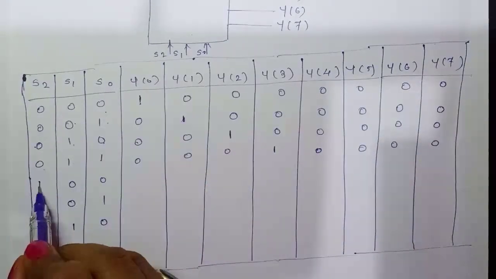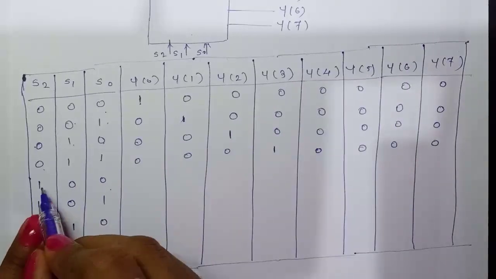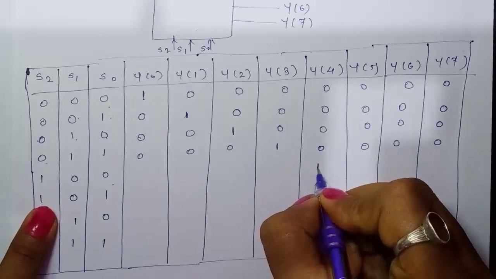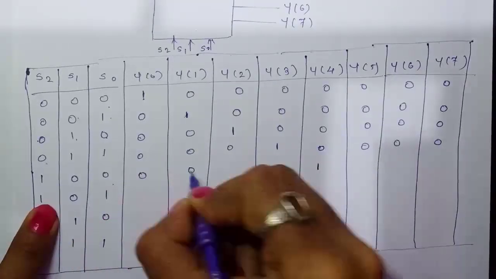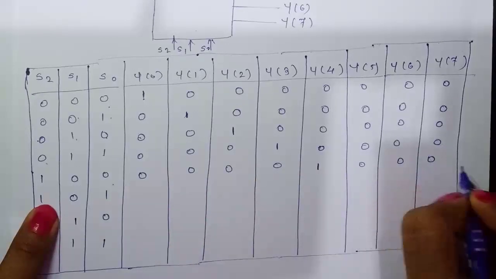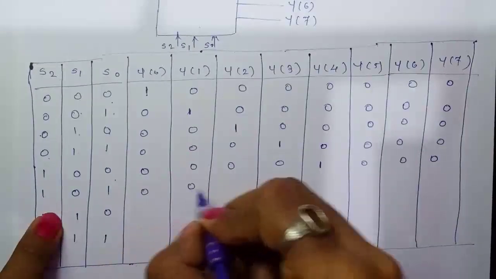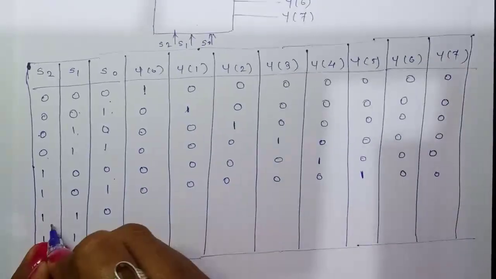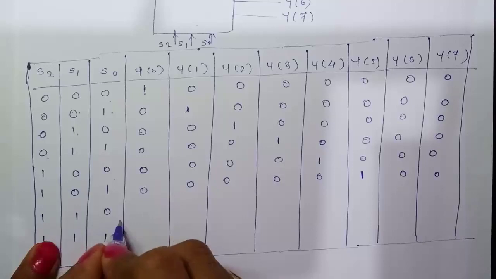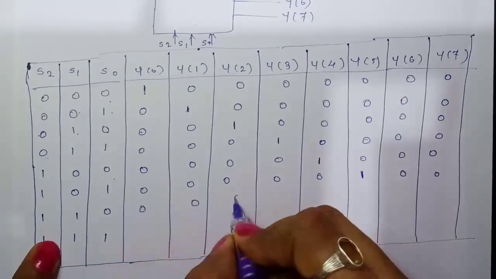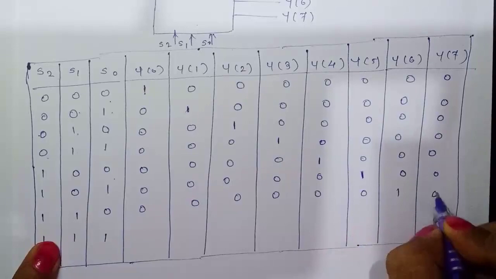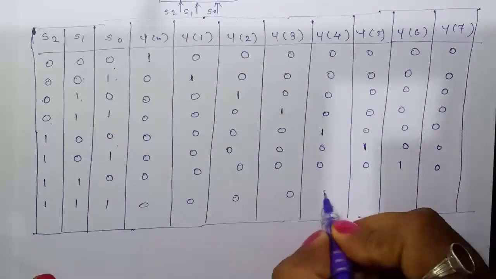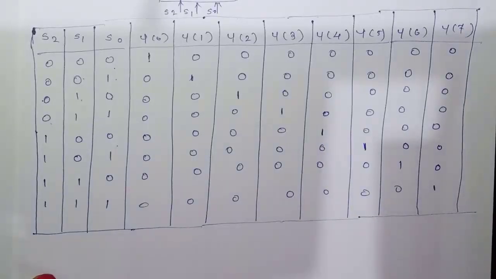When 0 1 1, Y3 is 1 and all others are 0. When 1 0 0, the decimal value of 1 0 0 is 4, so output line Y4 will be active and all other lines will be 0. Then 1 0 1: Y5 is 1 and all others are 0. For 1 1 0, the decimal value is 6, so output line 6 will be active and all others are 0. And the last one, 1 1 1, all are 0 and Y7 will be 1.